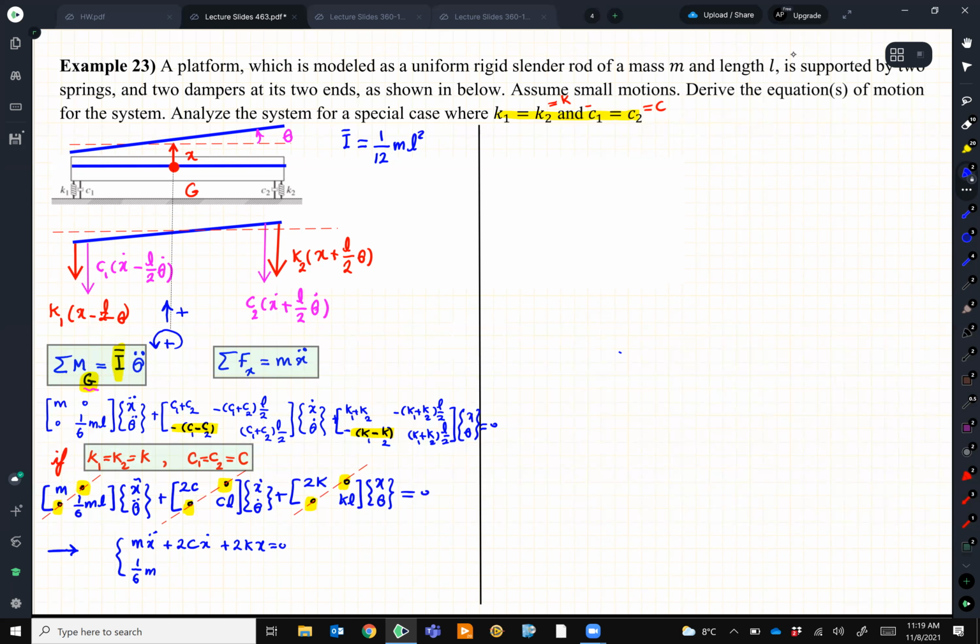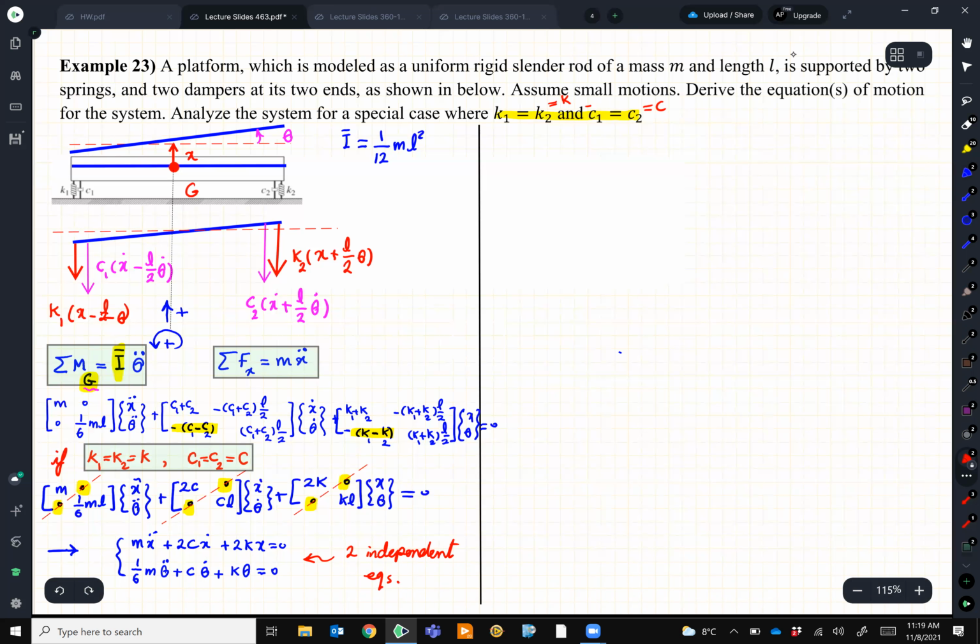Half over 6m theta double dot c theta dot plus k theta equal to 0. Yes, all right. So looking at these two equations, immediately we realize two independent equations, right? X and theta have nothing to do with each other. If they have nothing to do with each other in differential equation, it means when they do the motion, they are also independent. Okay, here is the physical interpretation of that.